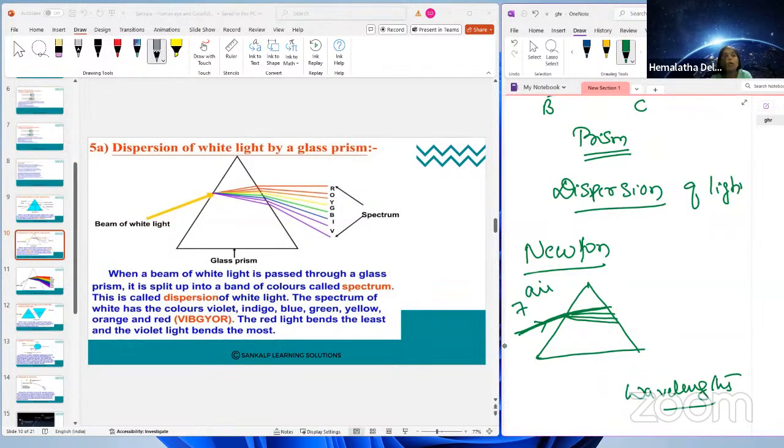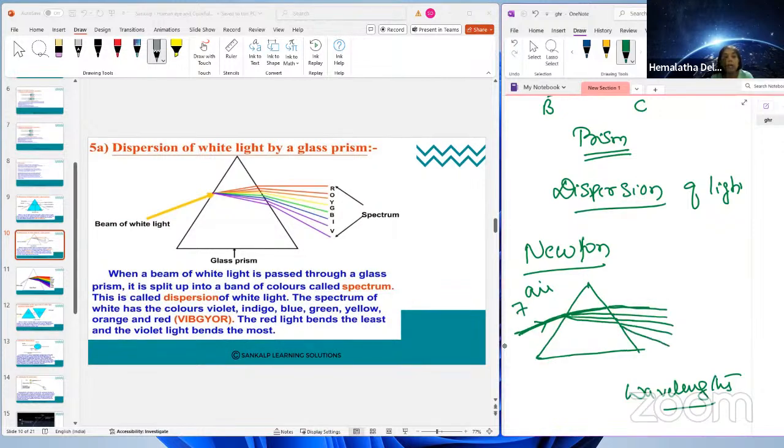So first, the speed of the red light is more, so it bends lighter. This is the emergent ray. If you take a monochromatic light, meaning a single color, the emergent ray is only one light. But if you consider white light from the sun, the emergent ray from the other side of the prism splits up into 7 colors, and it is like this.